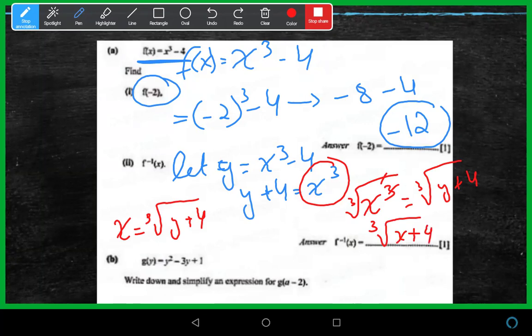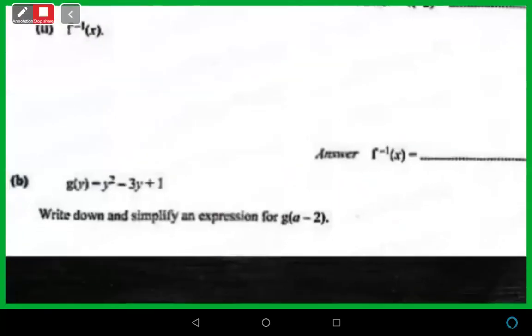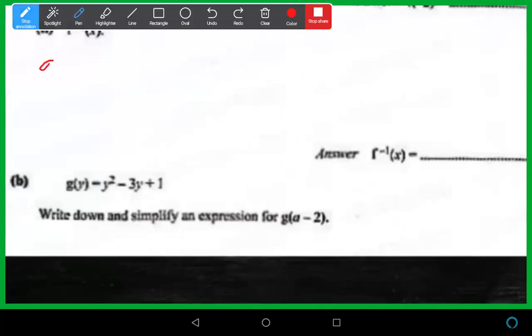Okay, now the part we can say part B. Now, question 2. In question 1A, we have 2 parts and both parts carry 1 mark, and then we have another question and the equations are different. So I have to zoom that. The equation is g(y) is equal to y square minus 3y plus 1. And we have to input a minus 2 in the equation. The input is a minus 2. So we have to replace y by a minus 2.